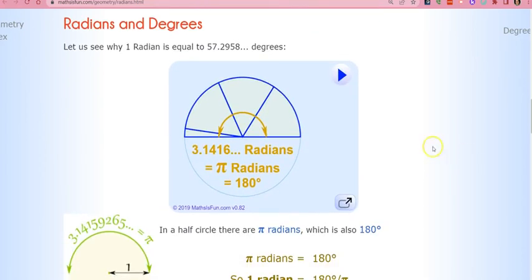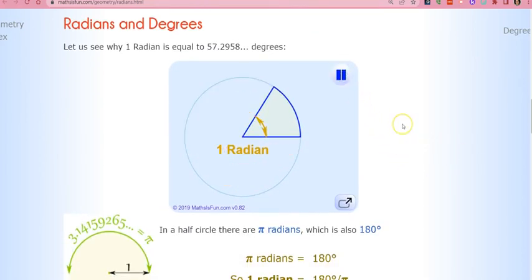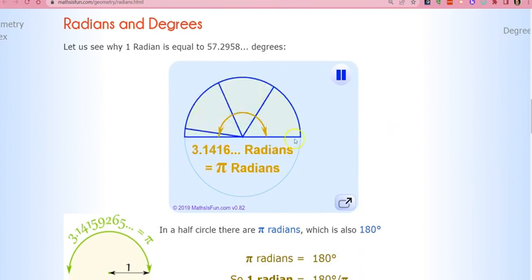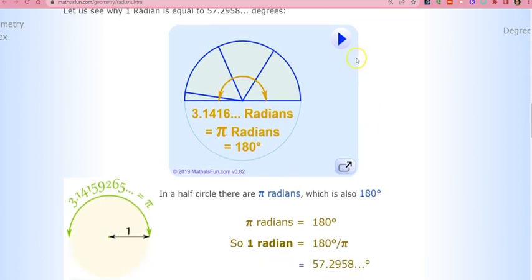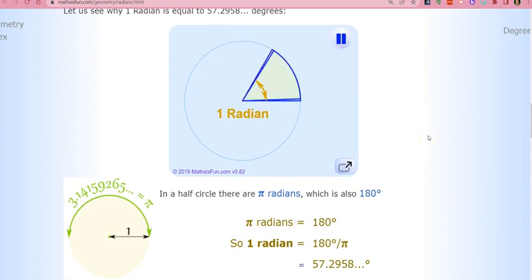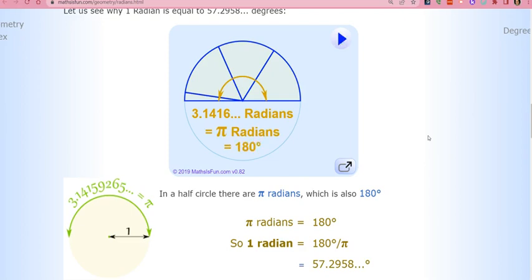So going between radians and degrees, I can see I have 1 radian, 2 radians, 3, and a little bit more. So halfway around the circle is pi radians. 180 degrees equal to pi radians is going to be a fact that we use over and over and over again. I'll play that animation one more time so you can see how there's 3.14 radians in 180 degrees.